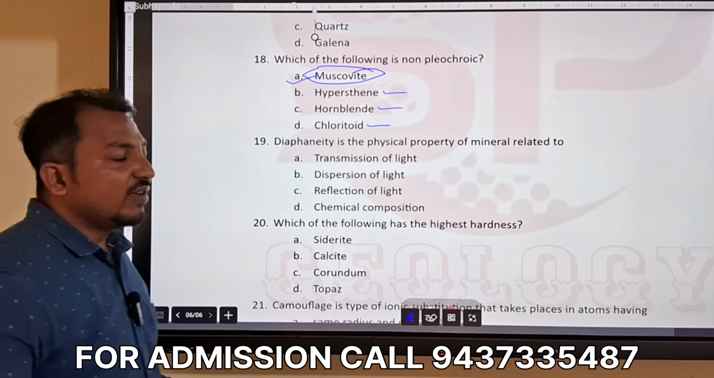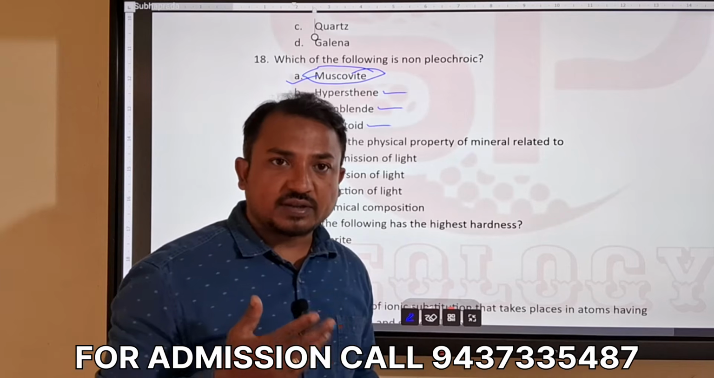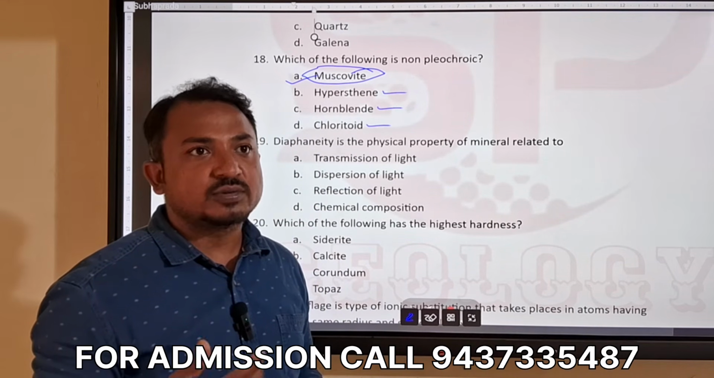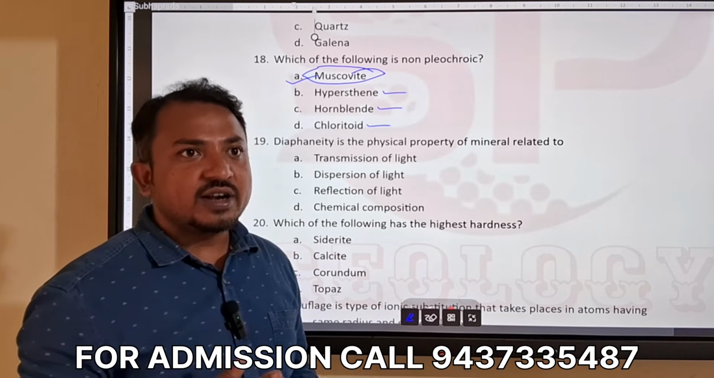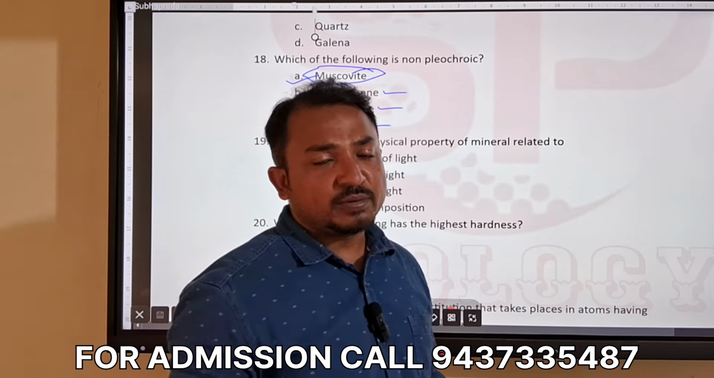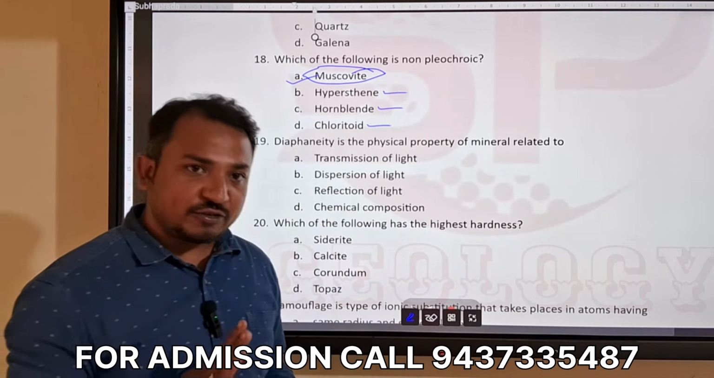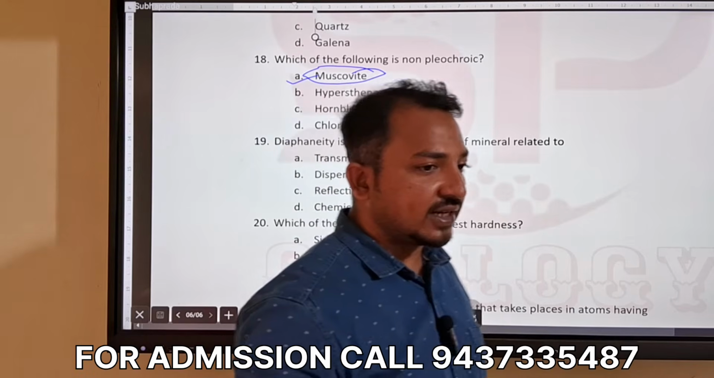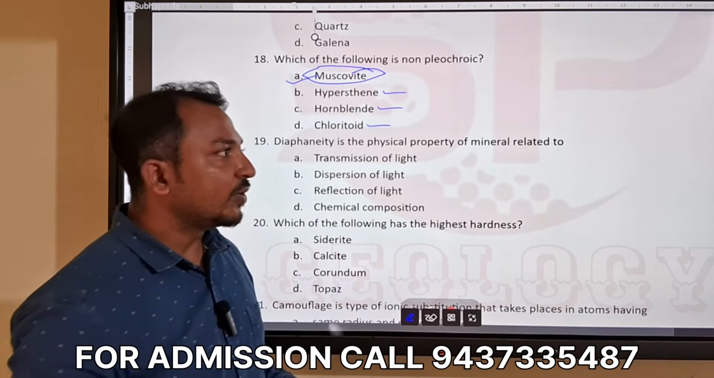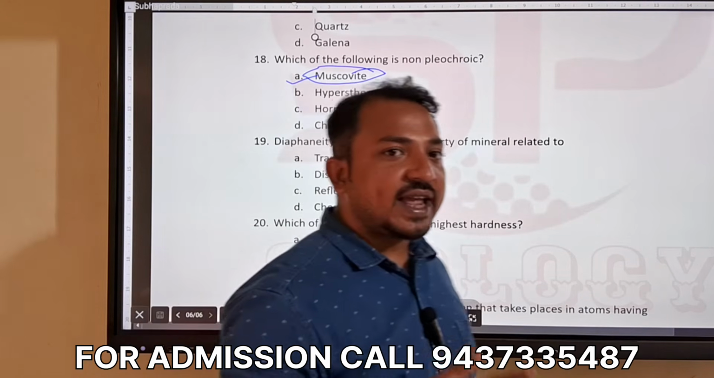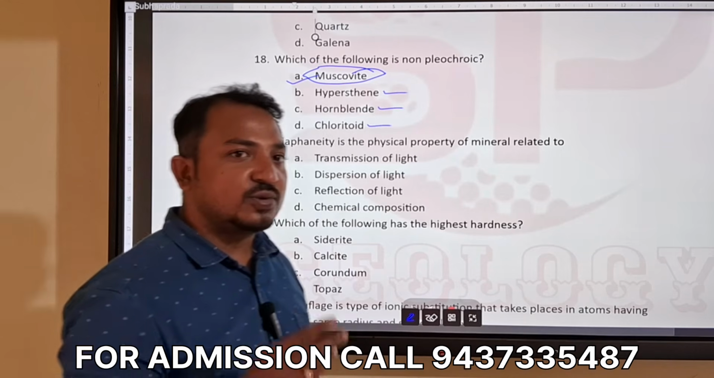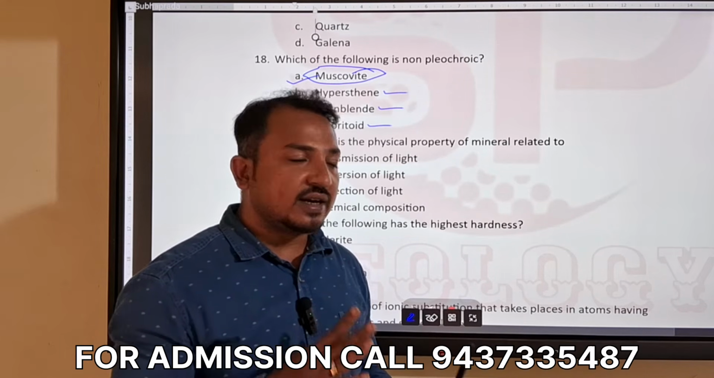So pleochroism is a plane polarized property. When you rotate the stage under plane polarized conditions, the mineral will change color in different directions. Pleochroism is shown by anisotropic minerals, that is uniaxial and biaxial. Uniaxial will show 2 changes in color, biaxial will show 3 changes in color. So basically uniaxial is called dichroic and biaxial is called pleochroic. Uniaxial shows 2 changes in color, that's why they are called dichroic.